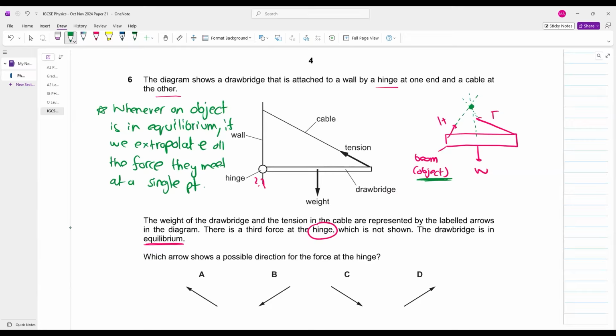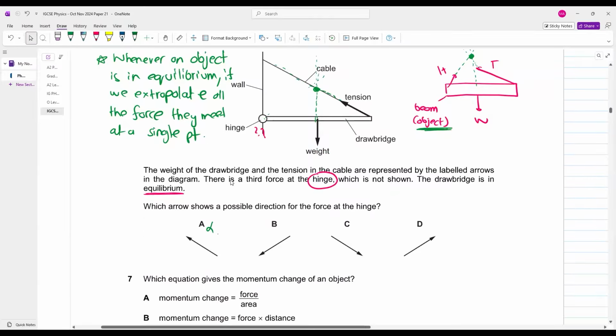Now let's check out option A. Let's say the hinge force is acting like this. Let's extrapolate the weight की force. ठीक है. This is your tension की force extended. Perfect. They are meeting at this point. I want a force at the hinge जो ऊपर ग्रीन वाले पॉइंट पे मीट करे. Option A cannot be your answer. Let's try out option B. Now I hope you guys get it that what we have to do here.